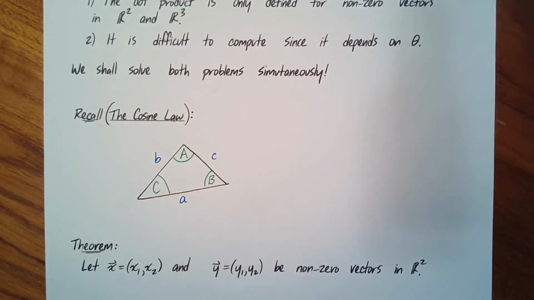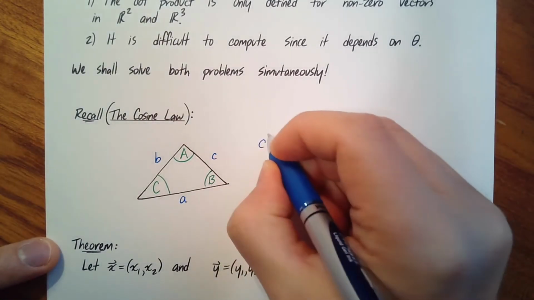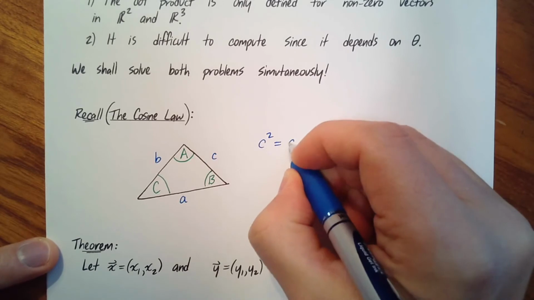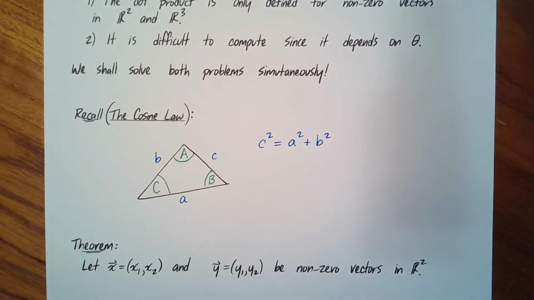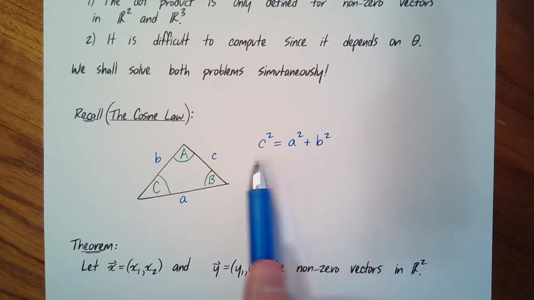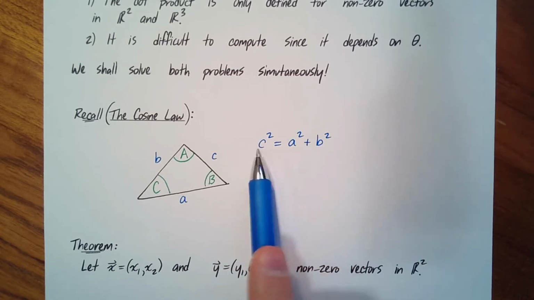Okay, and what the cosine law tells you is the following. Here's the cosine law. It says that c squared is equal to a squared plus b squared. I just want to pause here. I'm not quite done. So currently this is not the whole story. And really, when would this be the whole story?